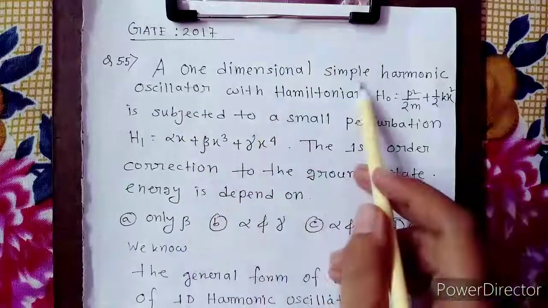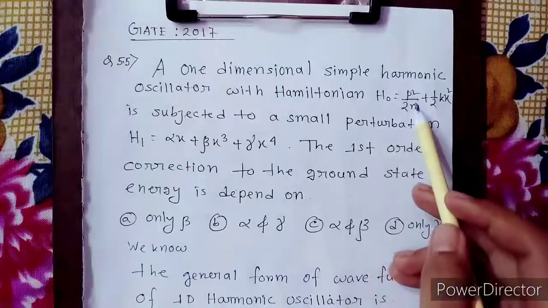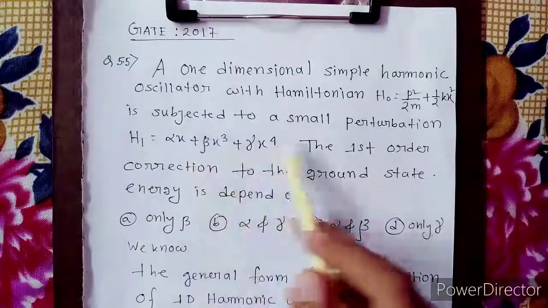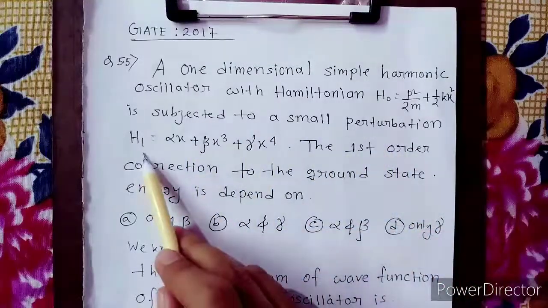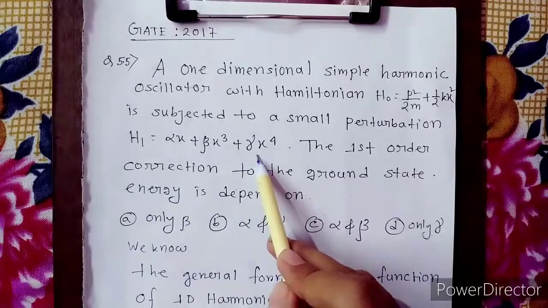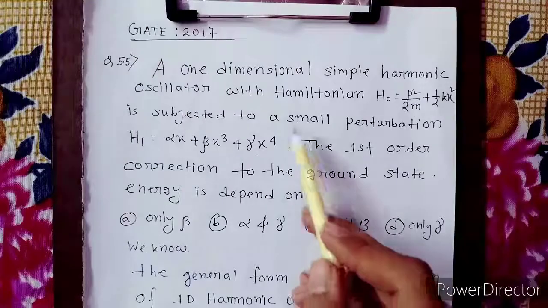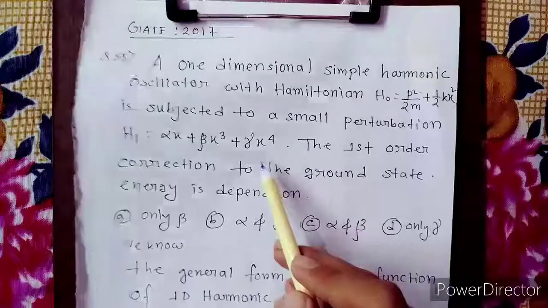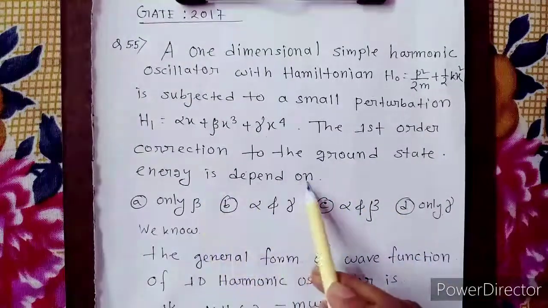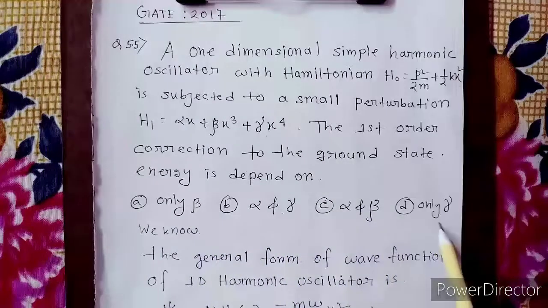A one-dimensional simple harmonic oscillator with Hamiltonian H0 = p²/2m + (1/2)kx² is subjected to a small perturbation, that is H1 = αx + βx³ + γx⁴. Here the perturbation means a small change in the potential energy of the system. Now we have to find whether the first order correction to the ground state energy depends on only β, or α and γ, or α and β, or only γ.